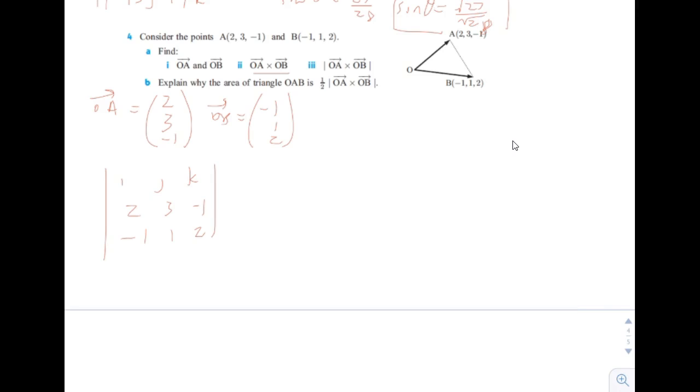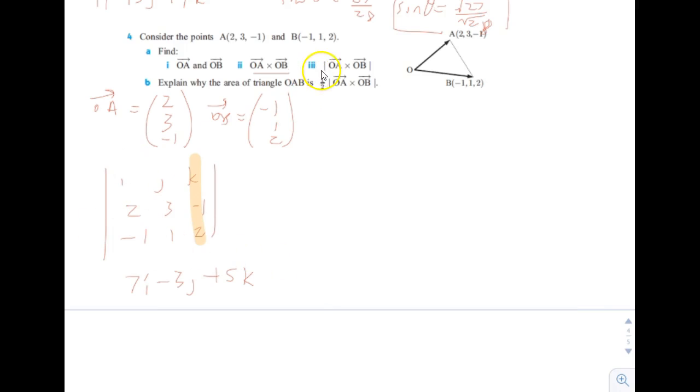First thing we're going to do is cover up I, and we get 6 minus -1, which is 6 plus 1, which is 7, so 7I. Then we cover up the middle one, and we get 4 minus 1, which is 3, but it's -3 because the middle one is always going to be minus. And then we cover up K, and we get 2 minus -3, which is 2 plus 3, which is 5K.